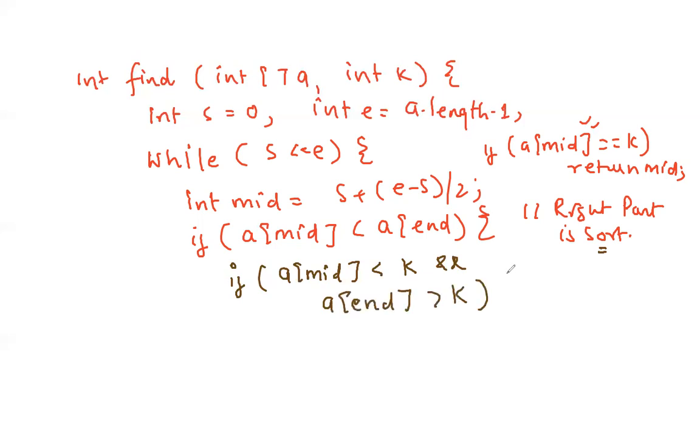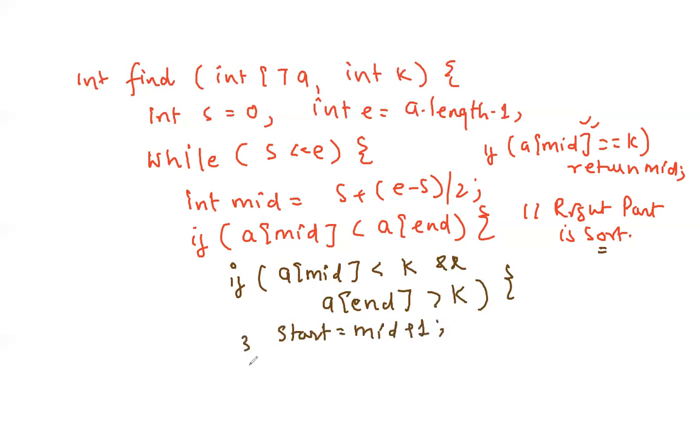What does that mean? A of mid is less than k and A of end is greater than k. That means k falls between A of mid and A of end. That means I have to discard the left hand side. That means I have to make the start equal to mid plus 1.